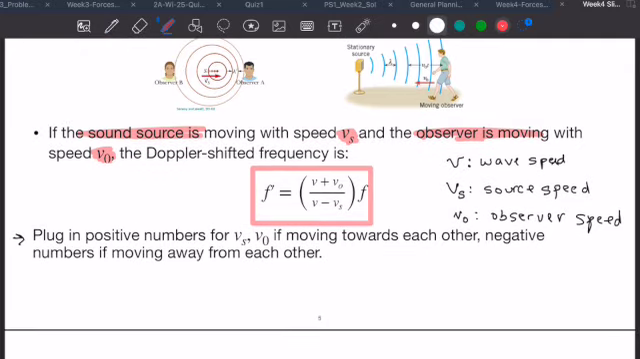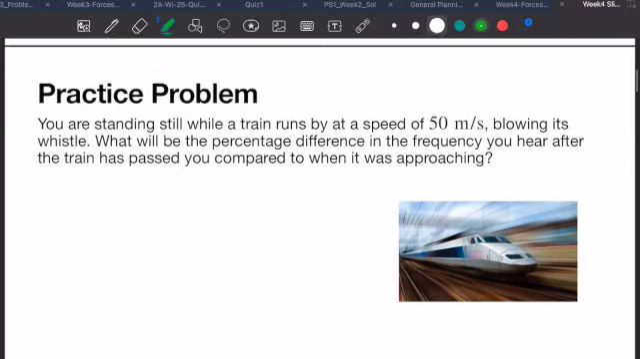Pretty much, you should plug in positive numbers for V source and V observer if the source and observer are moving towards each other. And you should plug in negative numbers if the source or the observer are moving away from each other. And we'll see this in examples to keep track of this. So here's a practice problem.